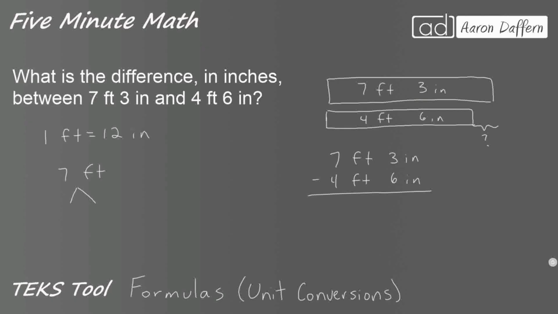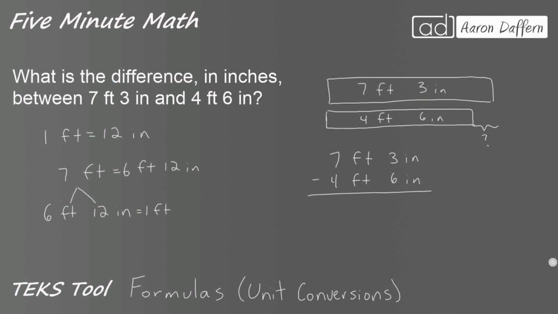We can think of it through borrowing, but it's not a set of 10. It's a set of 12. There's 12 inches in a foot. So I'm going to break this up into 6 feet and 12 inches. Think of this as a part whole, or number bond, showing that 7 feet is 6 feet and 12 inches, which is also 1 foot. So basically, I'm just renaming 1 foot as 12 inches. So 6 feet 12 inches is the same as 7 feet.